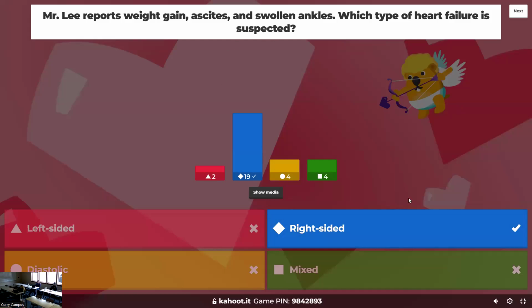Good. Right-sided. It's because all the unoxygenated blood is coming from the system, the peripheral, into the right atrium, the right ventricle. Right ventricle is not pumping as good. So some of that blood is backing up into the system, causing edema, could cause ascites.